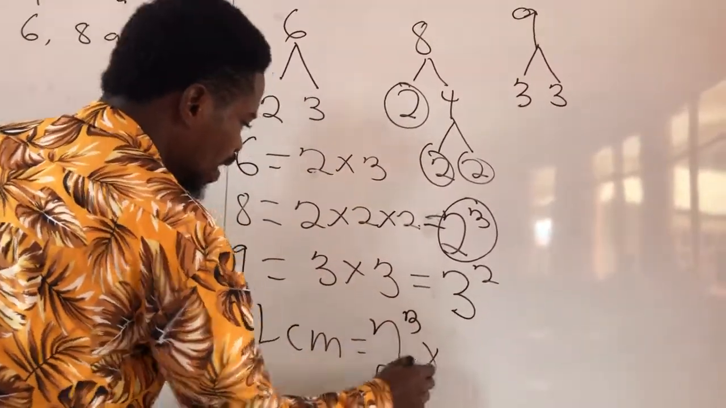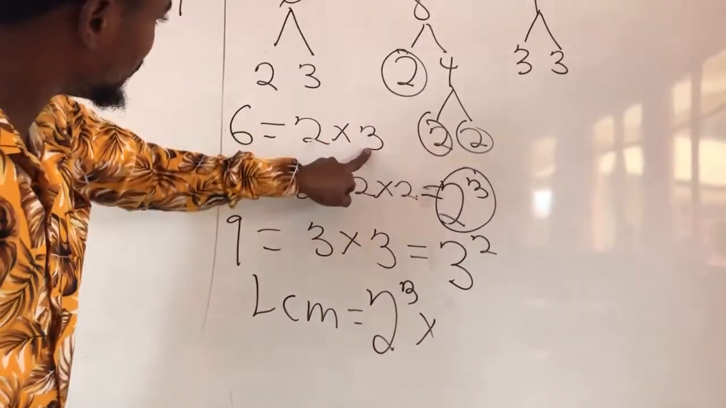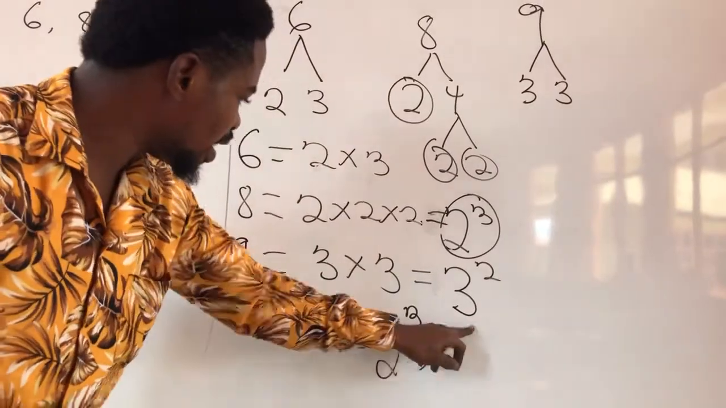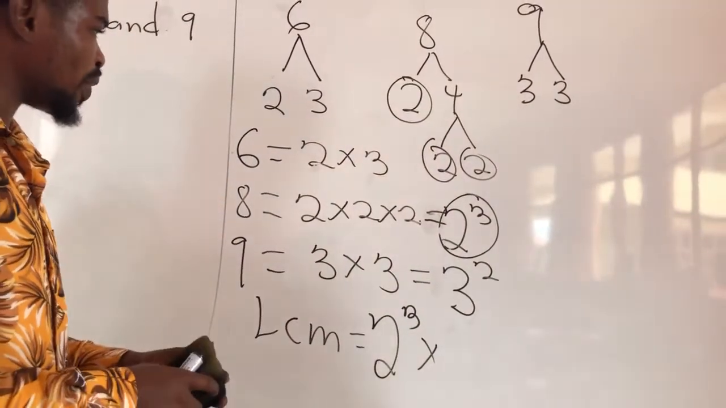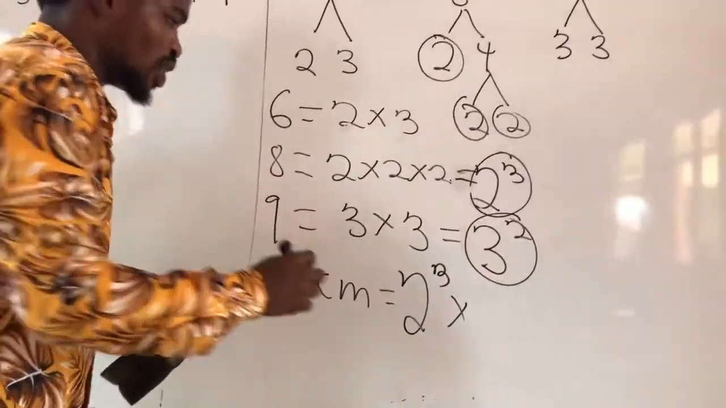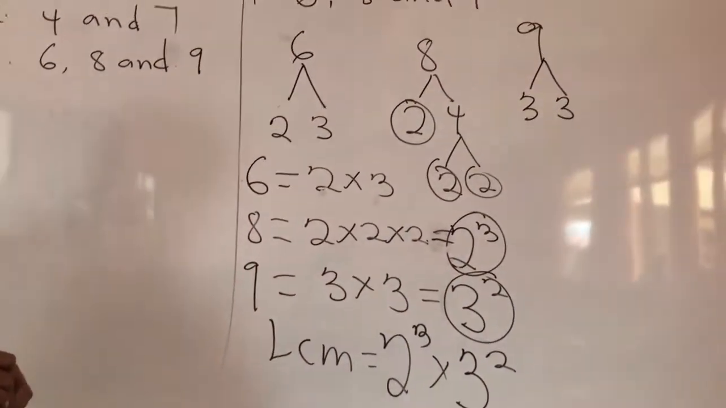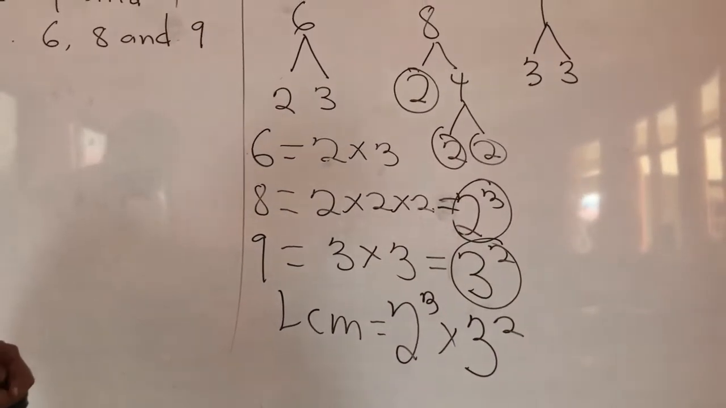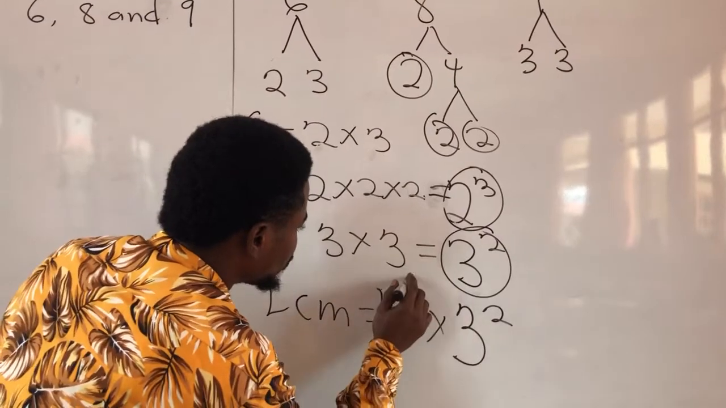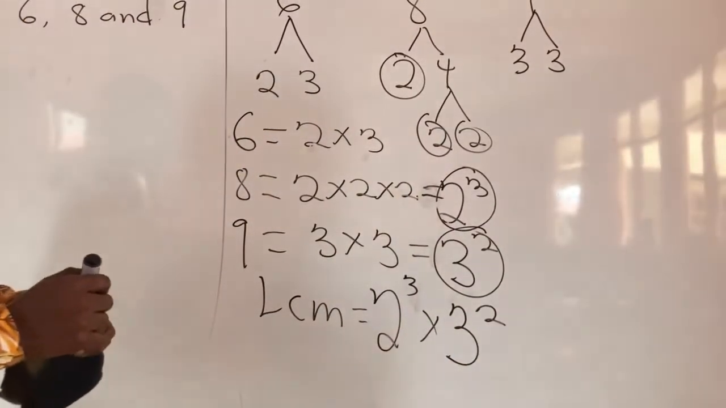Then we come here. Now 3 is here, but 3 is not here, but 3 is here. So which one are we taking? We take the one with the highest power, which is 3 raised to the power 2. This is it. Okay, so what are we going to do now? We are going to multiply these numbers.